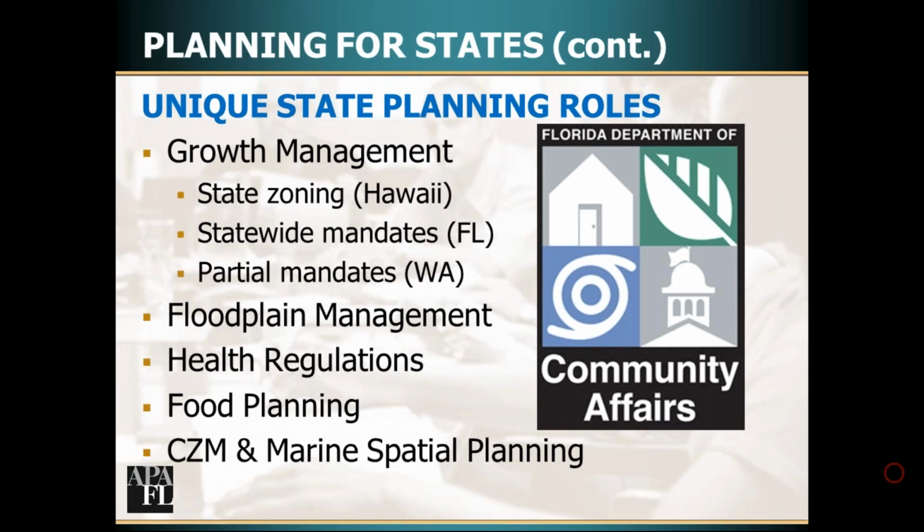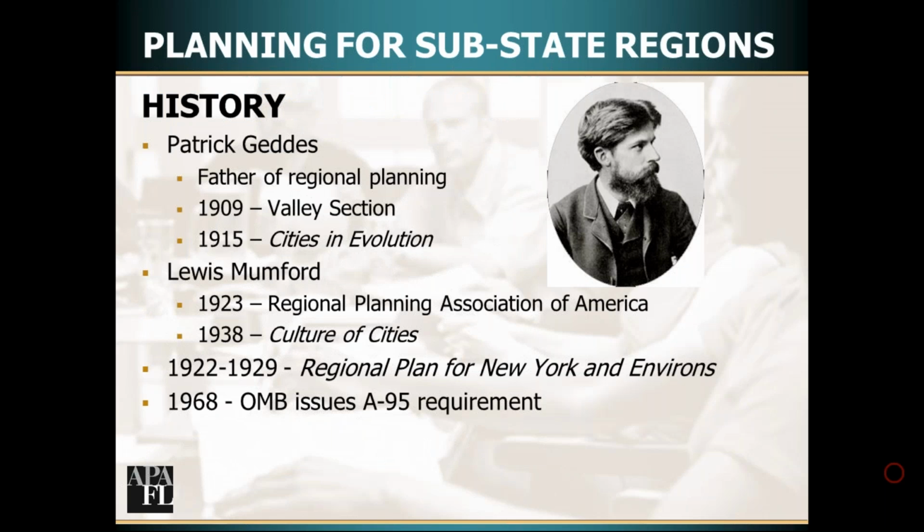Now, planning for sub-state regions. What we think of as regional is a sub-state area. History: Patrick Geddes is considered the father of regional planning. He had the Valley Section, which I thought is a lot like the Transect. He's noted for his book Cities in Evolution. Lewis Mumford brought his ideas to the U.S. and was one of the founders of the Regional Planning Association of America. His classic book is The Culture of Cities, on city planning.